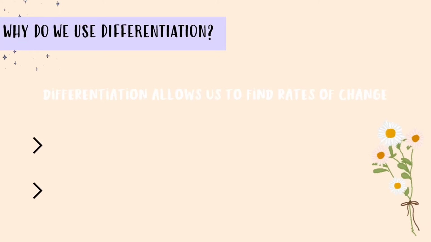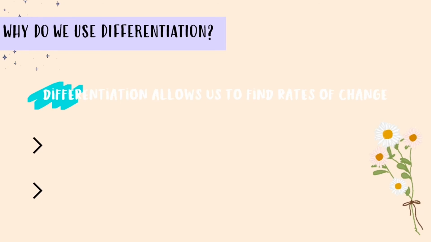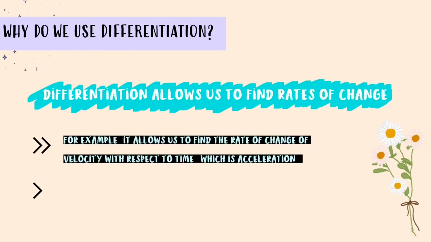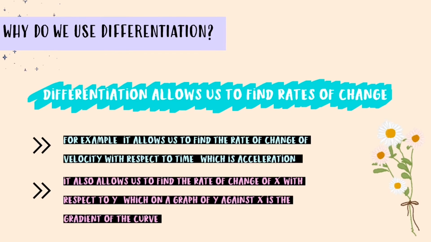Why do we use differentiation? Differentiation allows us to find rates of change. For example, it allows us to find the rate of change of velocity with respect to time, which is acceleration. It also allows us to find the rate of change of x with respect to y, which on the graph of y against x is the gradient of the curve.